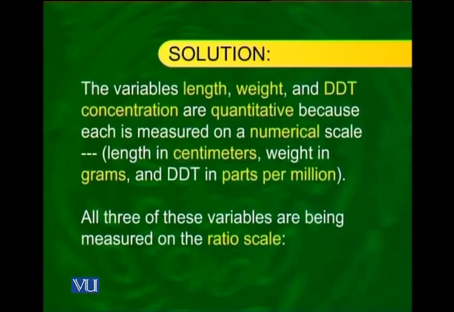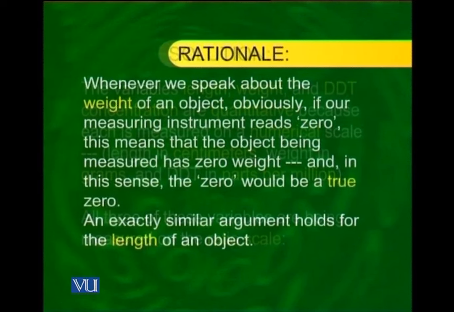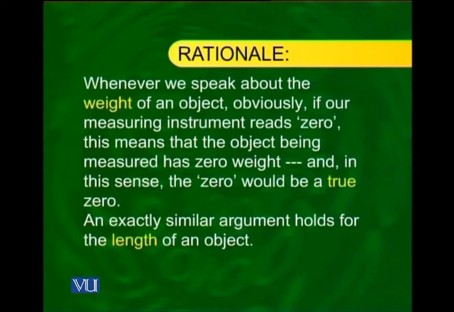Students, the variables length, weight, and DDT concentration are quantitative because each one of them is measured on a numerical scale. Length in centimeters, weight in grams, and DDT in parts per million. Also, please note that all three of these variables are being measured on the ratio scale. Now, why do we say that all of them are being measured on the ratio scale?